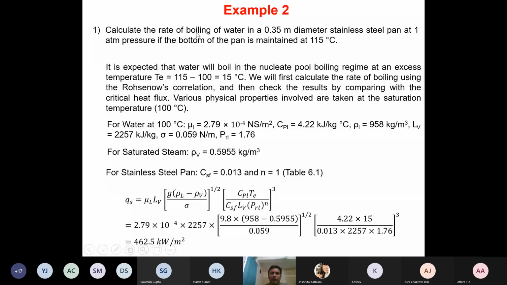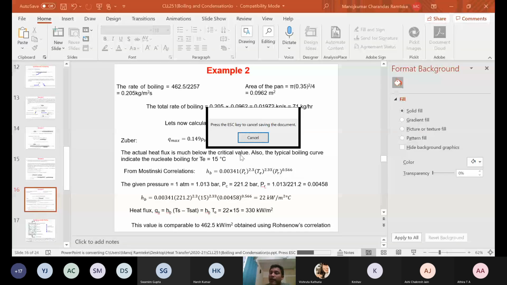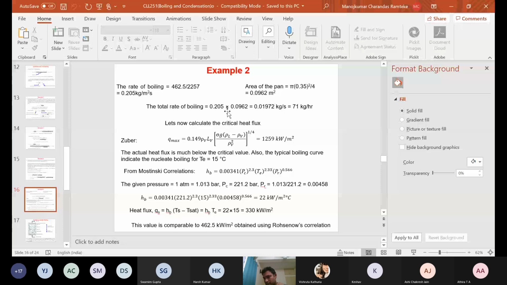So is it all right? Are you all able to get what we are doing? Yes, sir. So the rate of boiling, the total rate of boiling, is nothing but kg per second or kg per hour. That you can directly obtain by finding the heat flux, divided by the latent heat, to give you the rate of vaporization in kg per meter square second. Then you can multiply this by the area, so that will give you kg per second. You can convert kg per second into kg per hour.